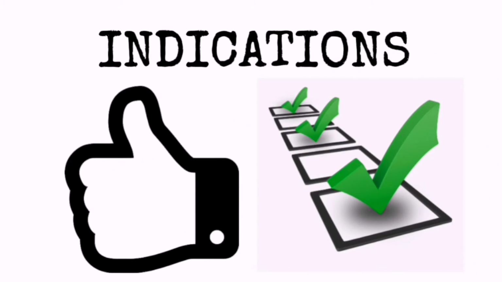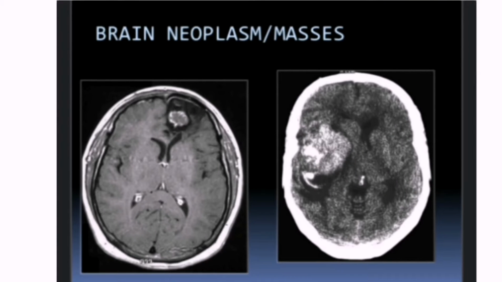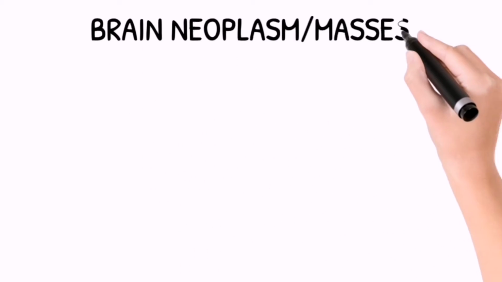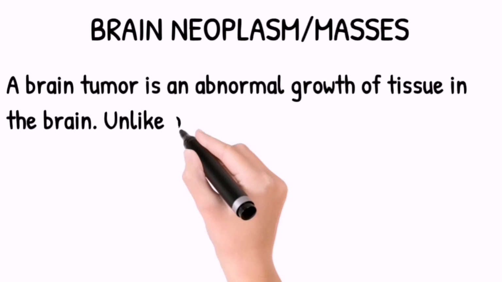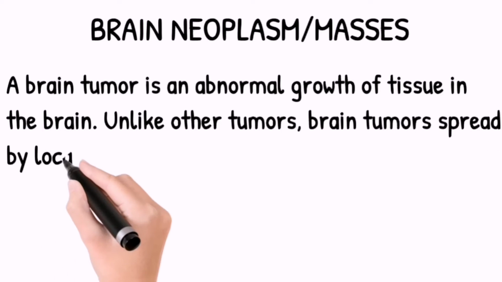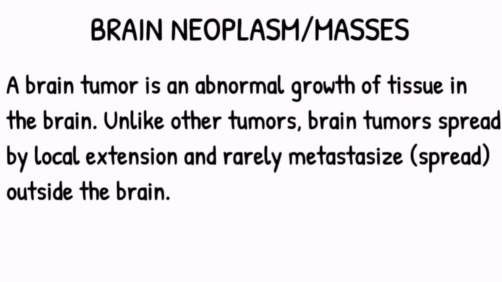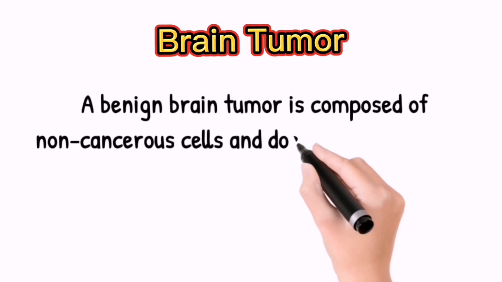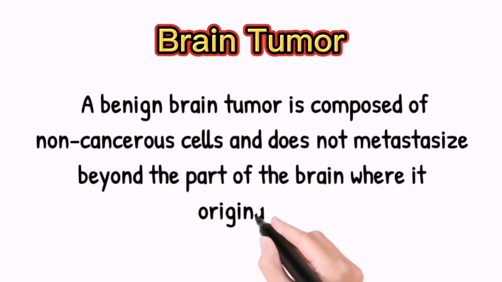The first indication for a cranial CT scan is brain neoplasm or masses. A brain tumor is an abnormal growth of tissue in the brain. Unlike other tumors, brain tumors spread by local extension and rarely metastasize outside the brain. A benign brain tumor is composed of non-cancerous cells and does not metastasize beyond the part of the brain where it originates.